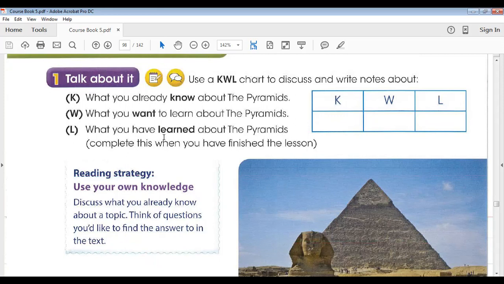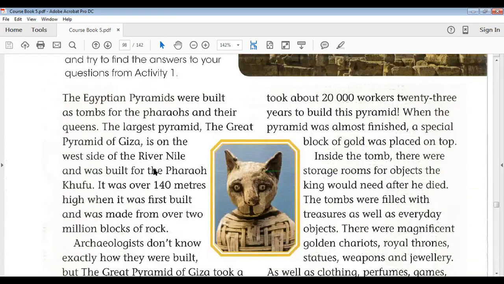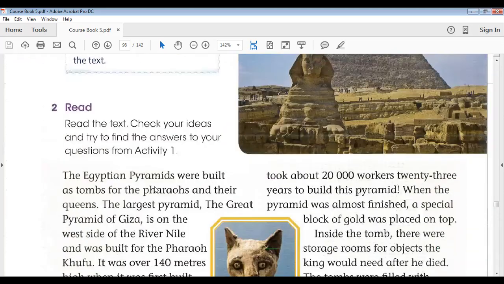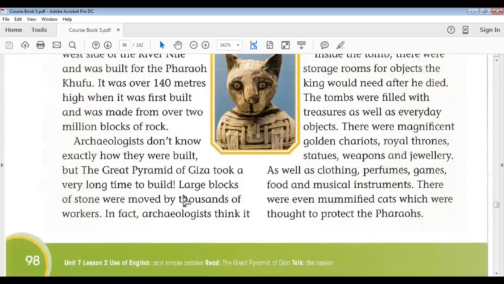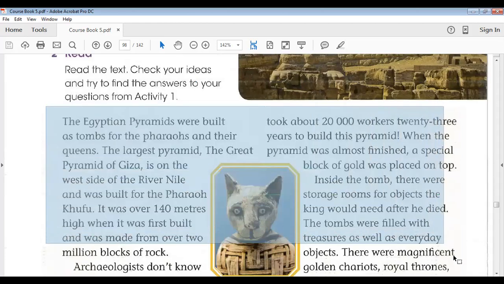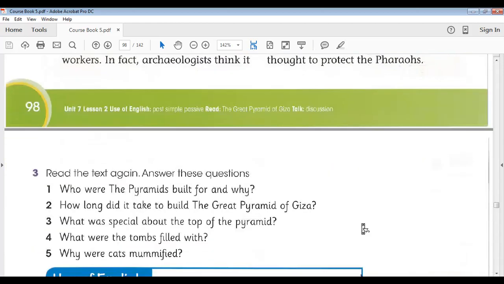And then I asked them to read this text. So we read it, and we completed column L. I asked them to write the answers to their questions in column L after reading this text, because this is the information about the pyramids, Egyptian pyramids. Then we read the text again and we answered these questions.